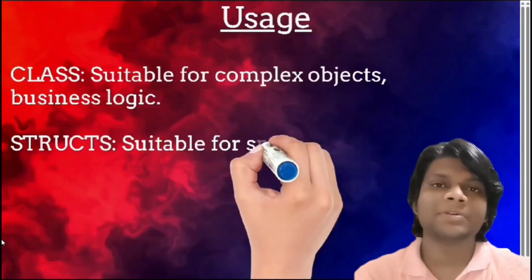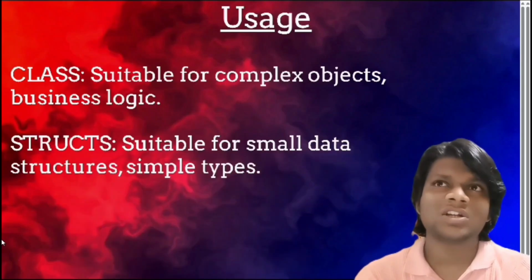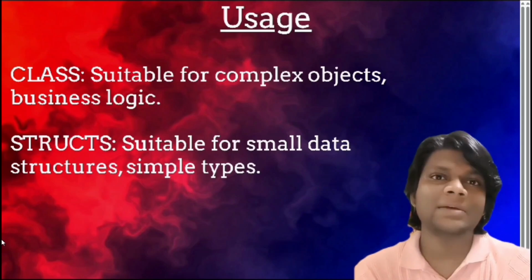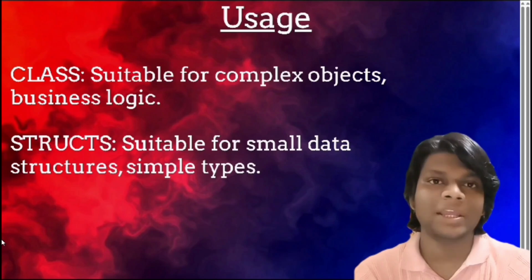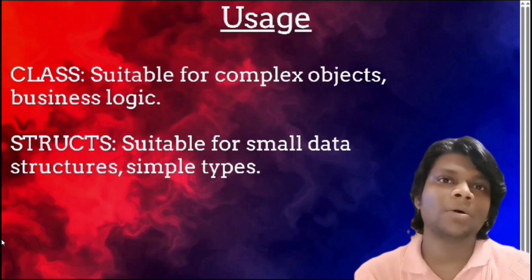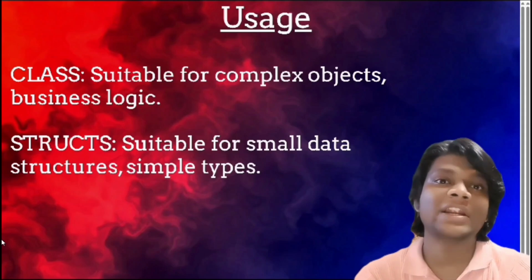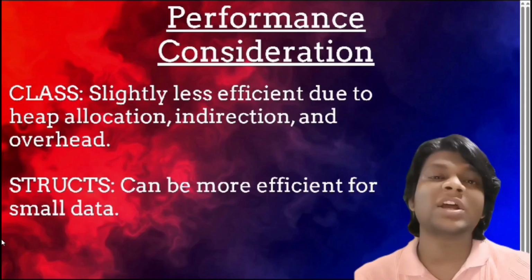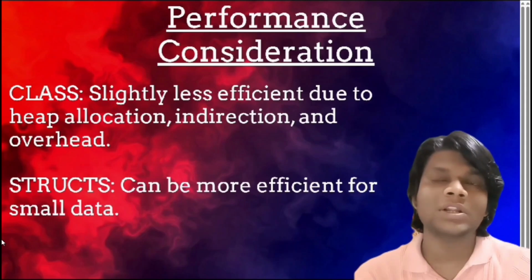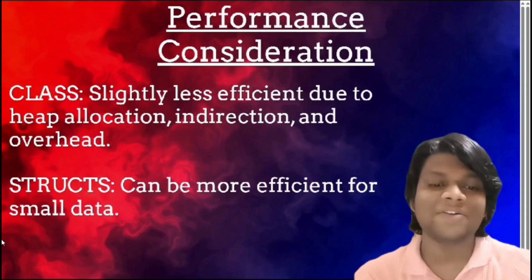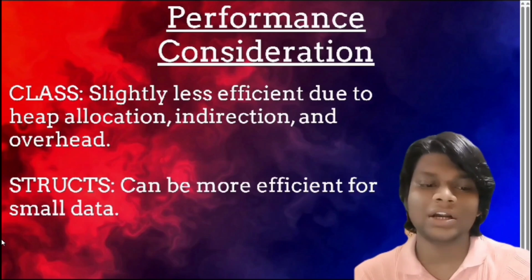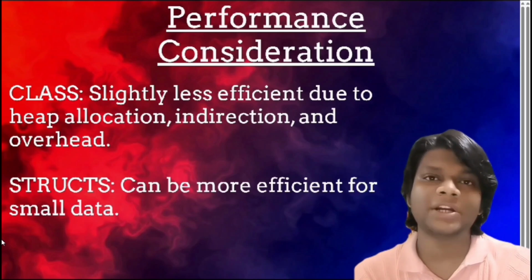In usage, structures are suitable for small data structures and used for simple data types that do not require any complex behavior, whereas classes are used in complex behavior where there is a requirement of inheritance and polymorphism. If we see the performance consideration, structures are more efficient than classes as they use only stack allocation and reduce overhead, whereas classes are slightly less efficient compared to structures because they use heap allocation, additional indirection through references, and the object header.